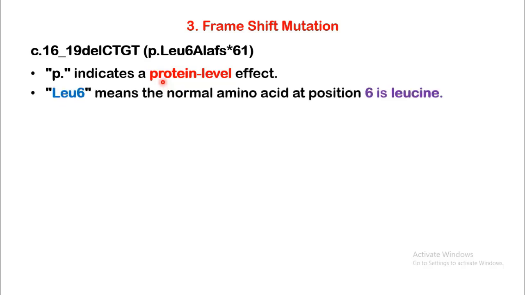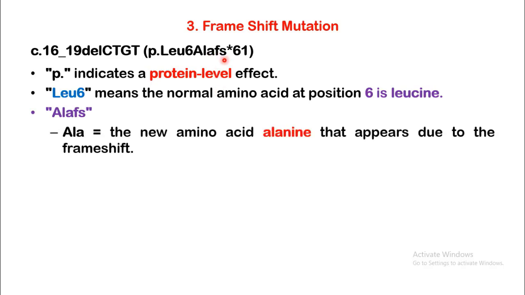Now, what does this whole sequence mean? Let us discuss this. This p, as I told you, indicates a protein level effect. The leucine number 6 is the normal amino acid present at position number 6. Then you have got these Ala and fs. What does this mean? This Ala refers to alanine, and this is the new amino acid that appears due to the frameshift mutation because of this particular deletion.